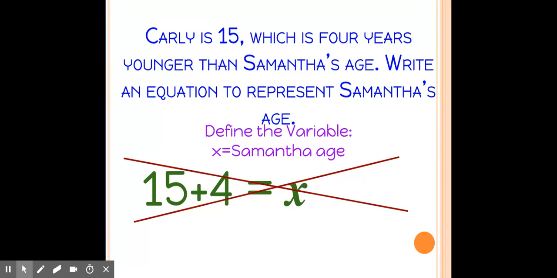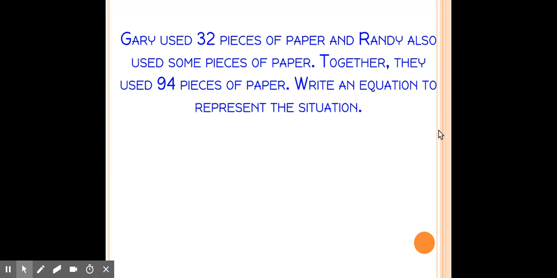4 years younger is a clue for which operation word: add, subtract, multiply, or divide? Put it together, the equation should look like this. Samantha's age minus 4 years equals Carly's age of 15. Questions or comments? Let's look at another situation.